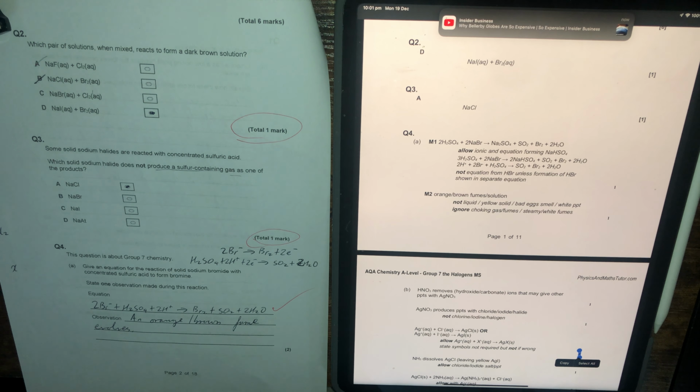But I will give myself a mark for the next part, which is Cl2 plus 2Br minus goes to 2Cl minus plus Br2. 8 marks here. 9 is C, 10 is A, so C, A.